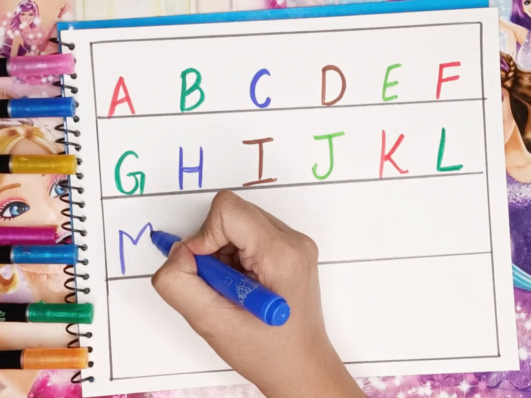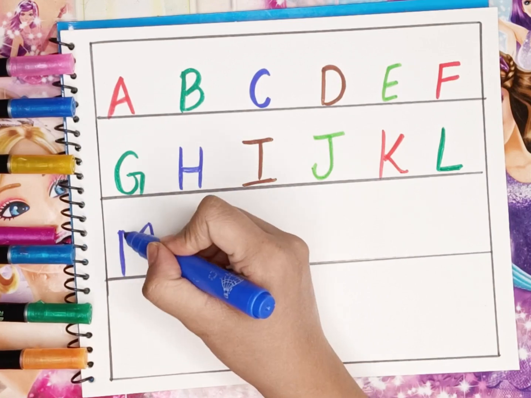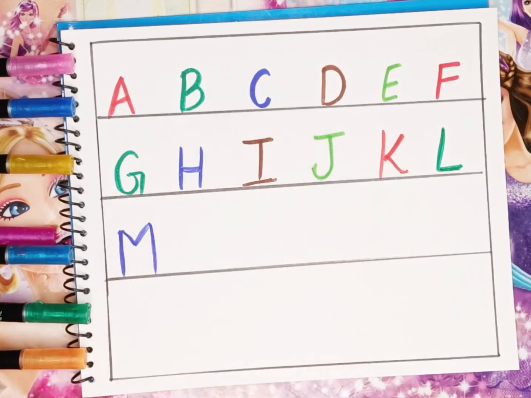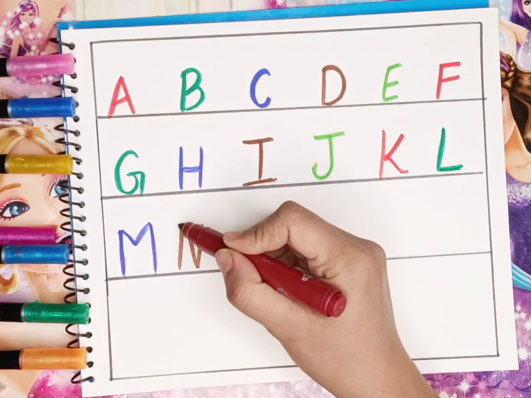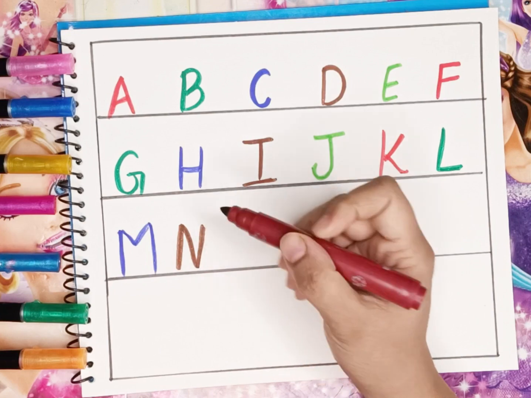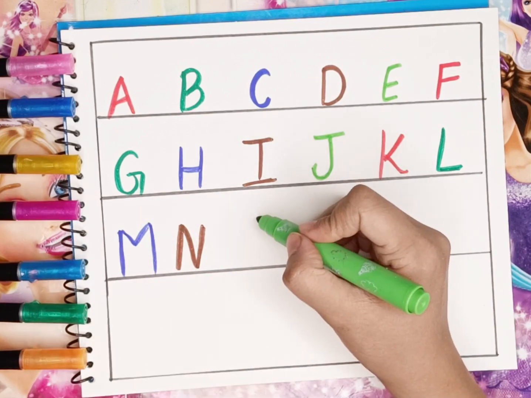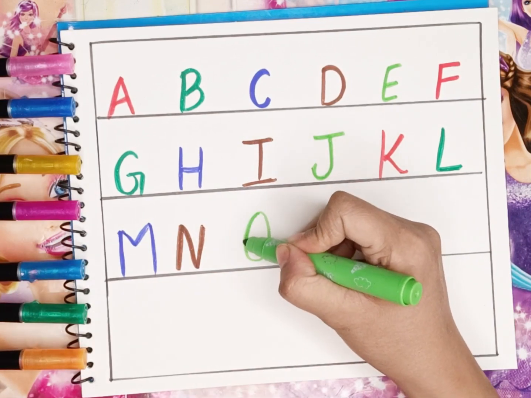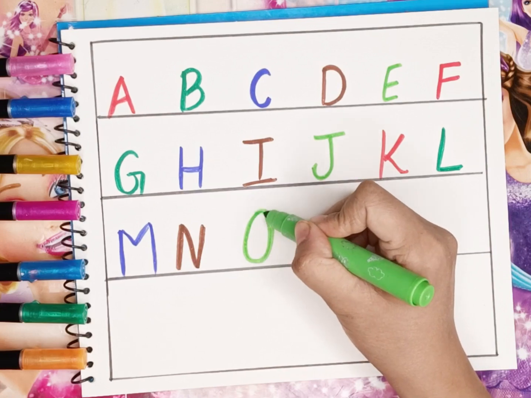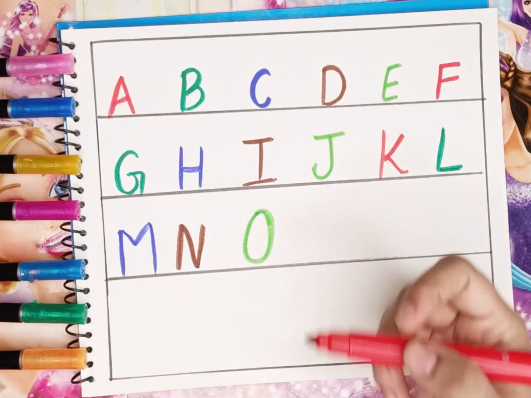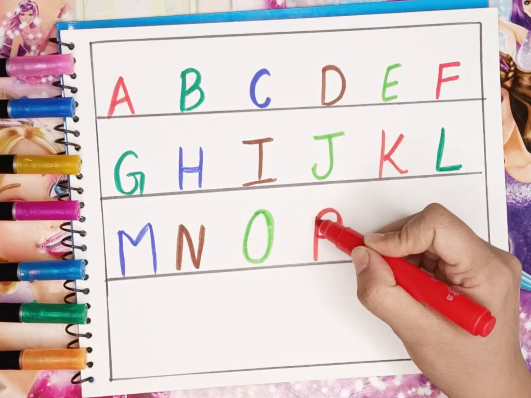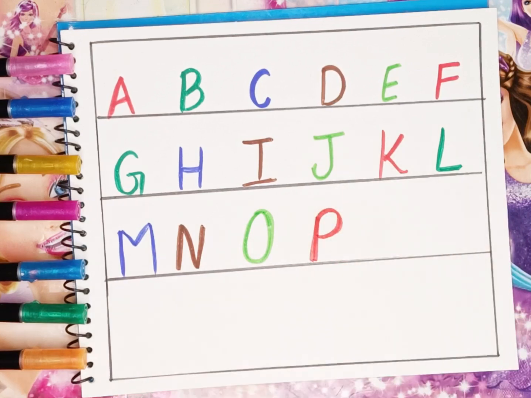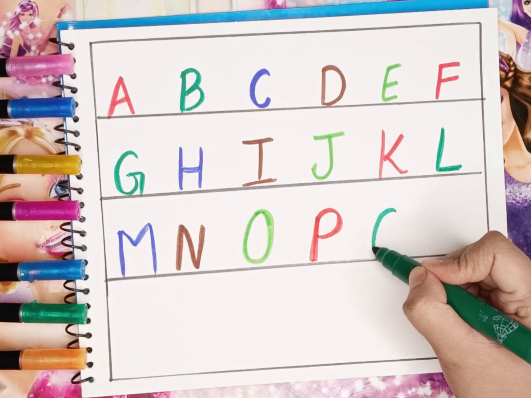M for monkey, M for monkey, brown color. N for nose, N for nose, parrot color. O for orange, O for orange, red color. P for parrot, P for parrot, green color.